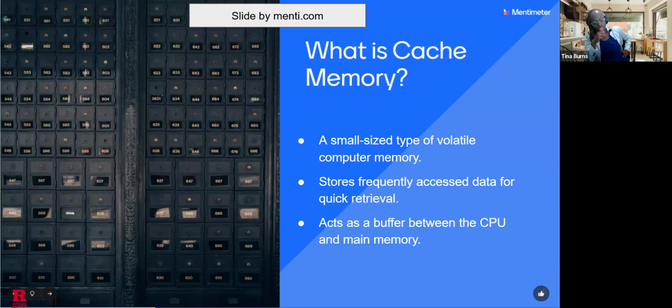Now, what you'll see is that the way that this is lined up, it is lined up like a buffer between the CPU and the main memory.